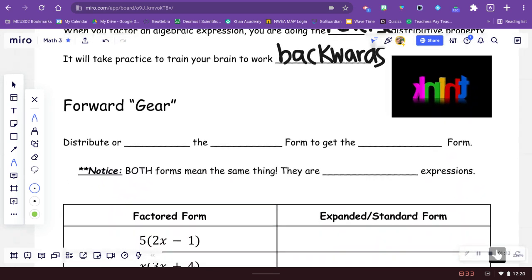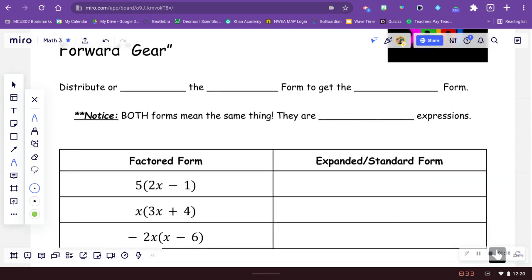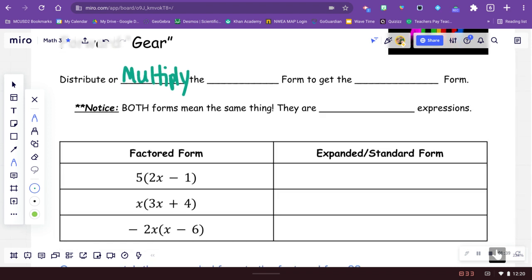So let's start with going forwards, because that's what we're all familiar with and used to. Going forwards, as you can see from the examples below, is just with the parentheses. So it is distributing, and we all know that distributing means to multiply. And when we multiply the thing with parentheses, that has a name. It's called factored form. So that's what we're starting with. It's already been factored. So the parentheses is factored form.